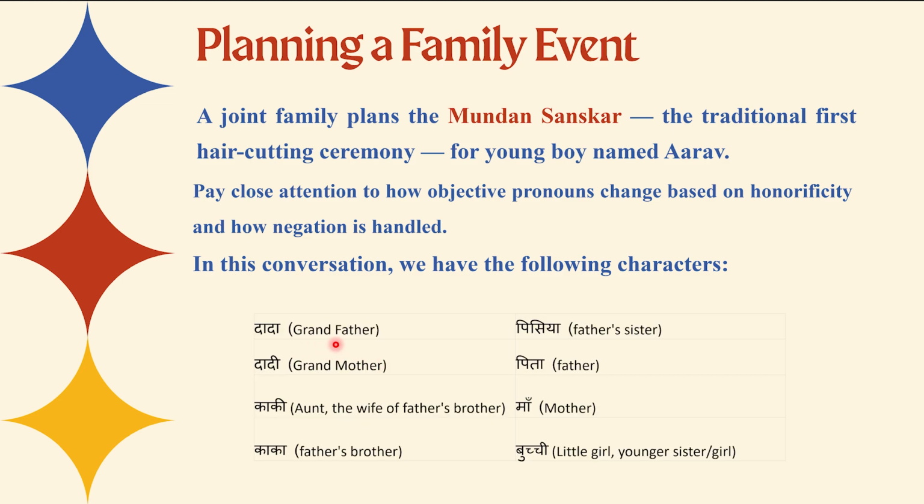So, we have Dada, the grandfather, we have Dadi, the grandmother, we have Kaki, who is the wife of father's brother. So, it is a specific auntie, not any aunt. And then we have Kaka, who is uncle, but here we are referring particularly to father's brother. And then Pisia, who is father's sister, usually the elder sister. Then we have father himself, then we have mother, and then we have Bucci.